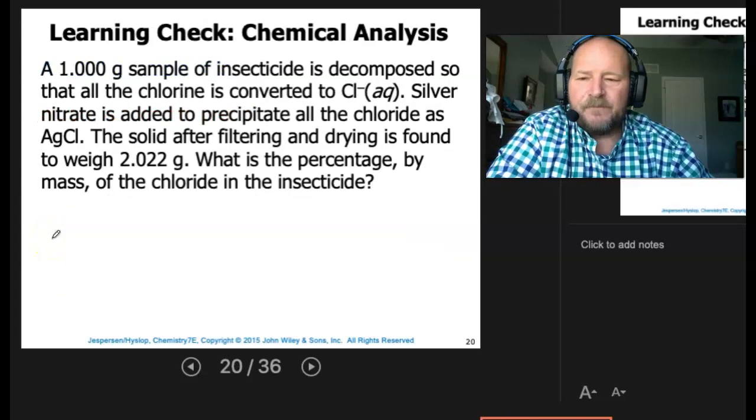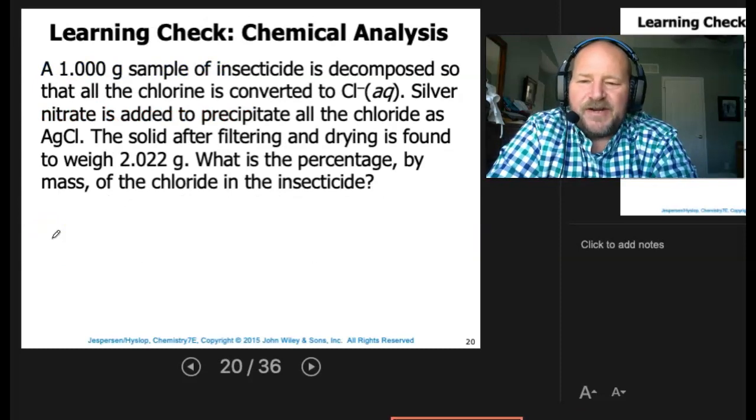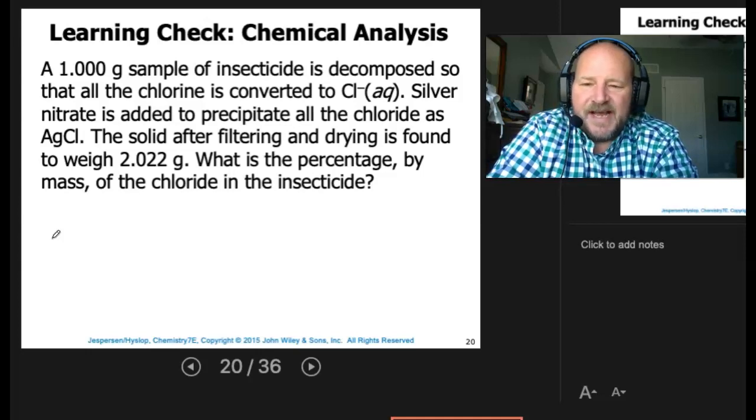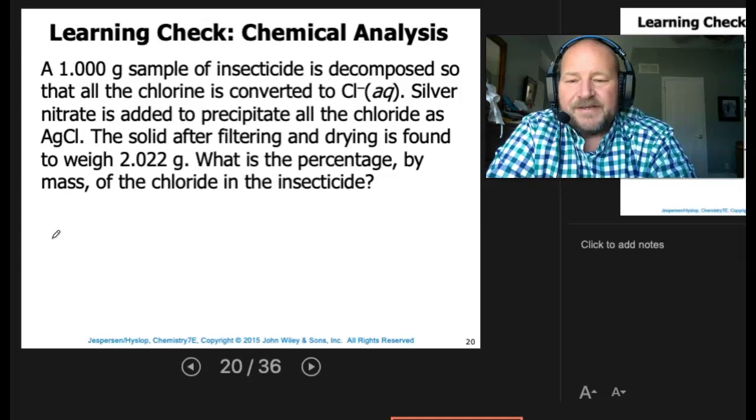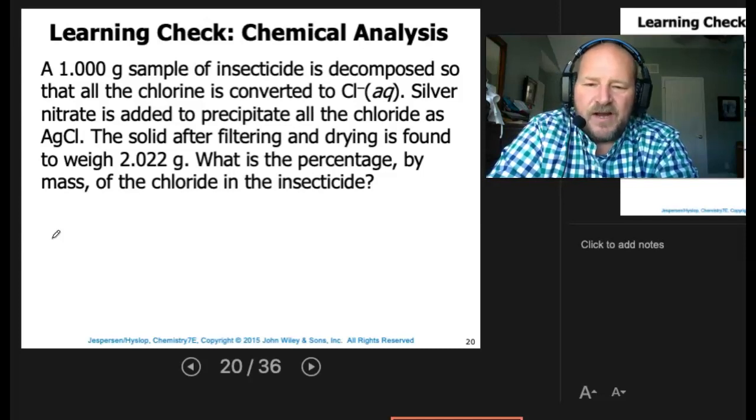or the analyte. So, a 1 gram sample of insecticide is decomposed so that all the chlorine is converted to chloride. Silver nitrate is added to precipitate all the chloride as silver chloride. The solid, after filtering and drying, is found to weigh 2.022 grams. What is the percentage by mass of the chloride in the insecticide?